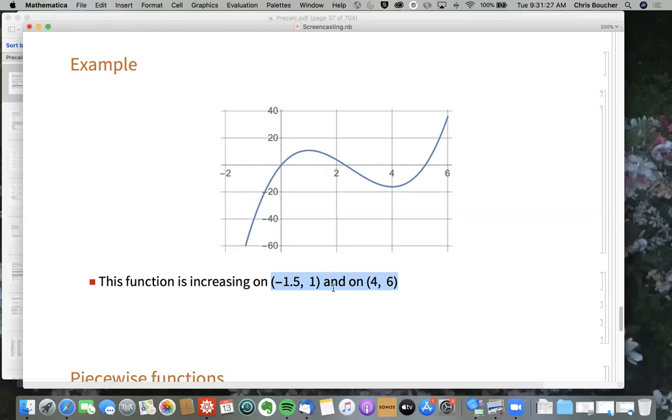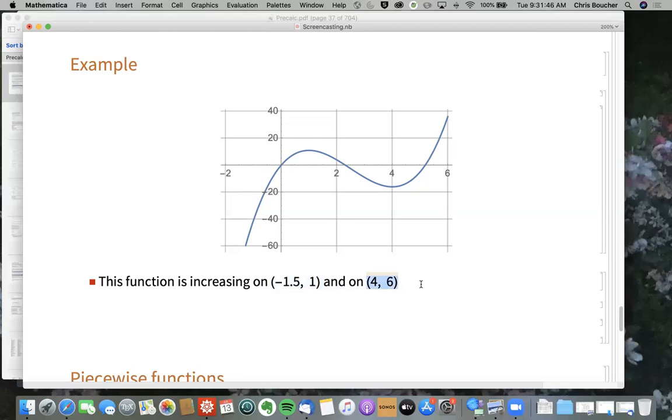That looks like about x equals 1. So there is the first interval that it's increasing on. And then out here on the right, it starts increasing, I guess, about x equals 4. And then the graph stops at x equals 6. So we'll call this the interval from 4 to 6.